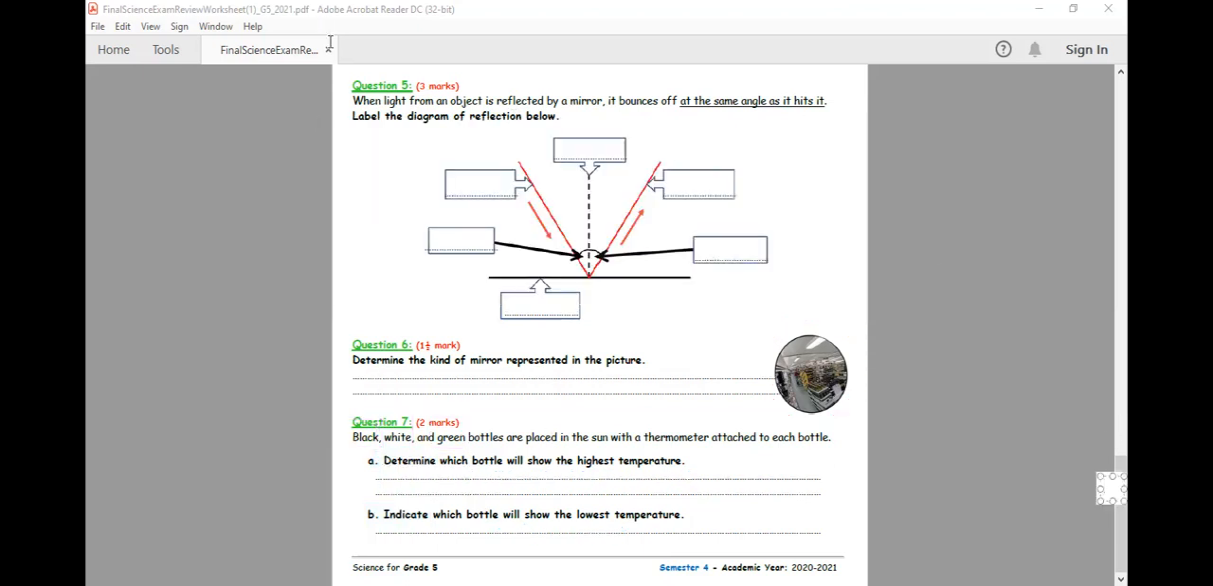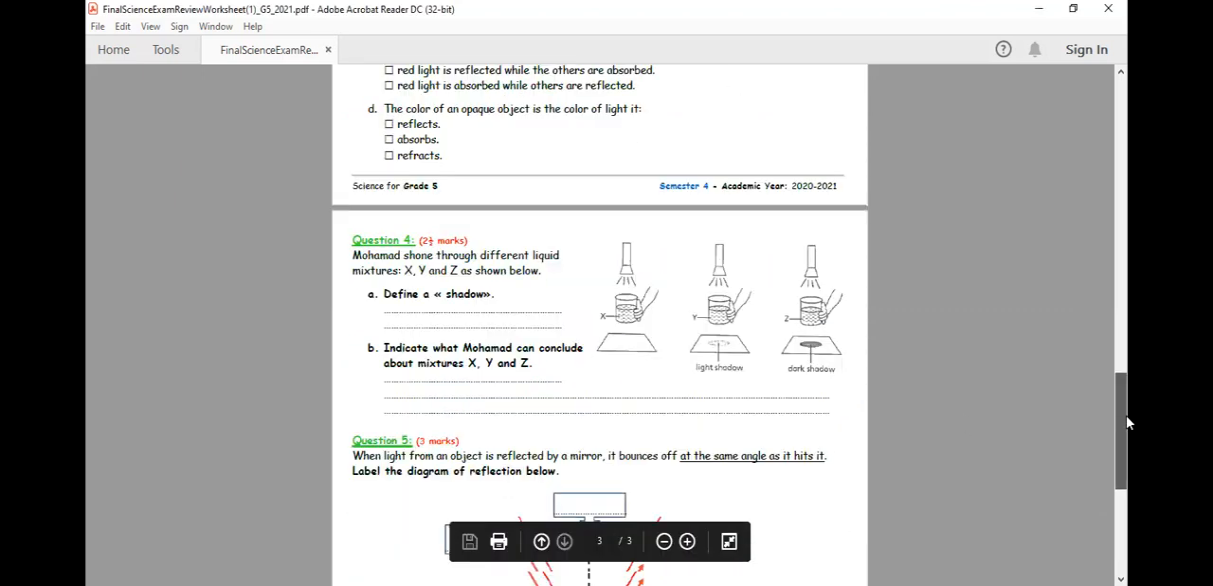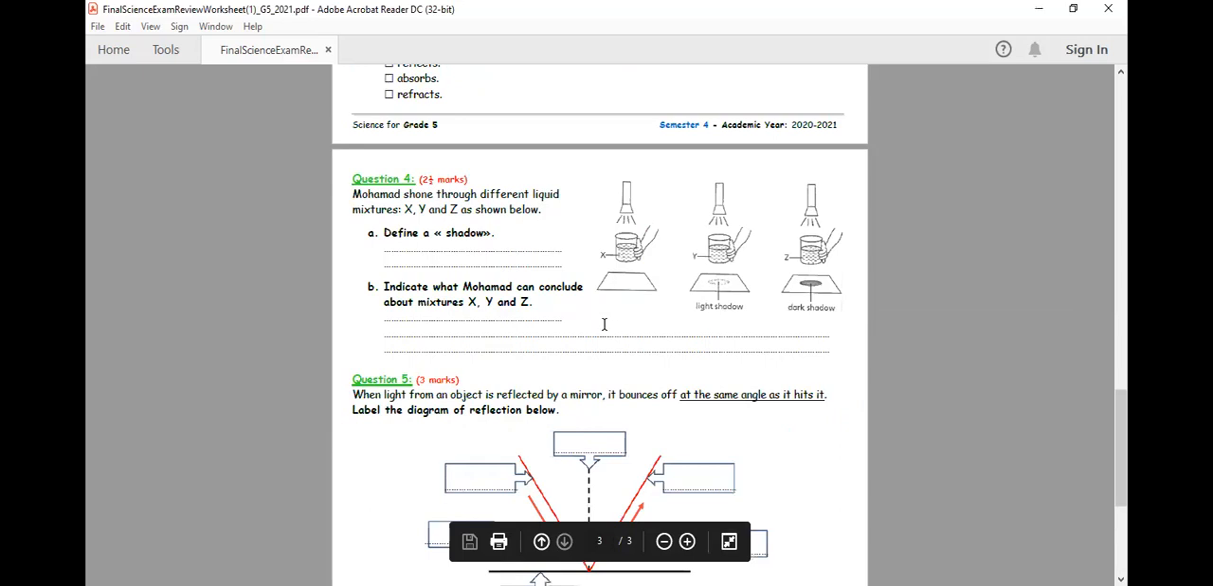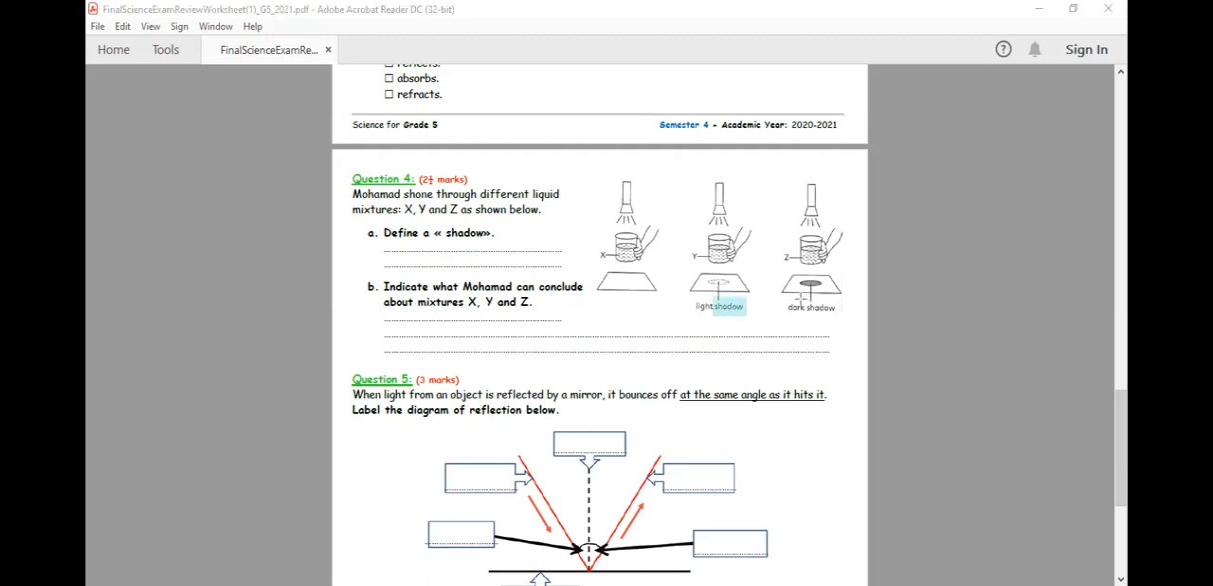Last question. We're almost done. Light is shone through different liquid mixtures, Y, X, and D. Let's start by defining shadow. What's a shadow? How do shadows form?